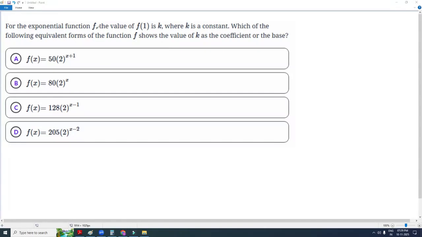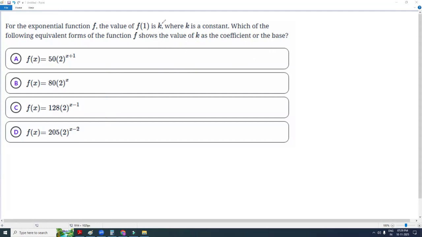For the exponential function f, the value of f of 1 is k, where k is a constant. Which of the following equivalent forms of the function f shows the value of k as the coefficient or the base? So in the given answer choices, I have to find the function f of x where the value of k is shown as the coefficient or the base.